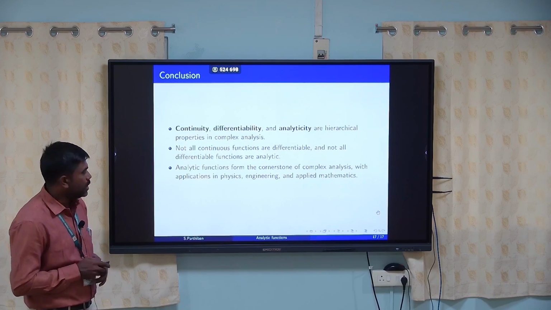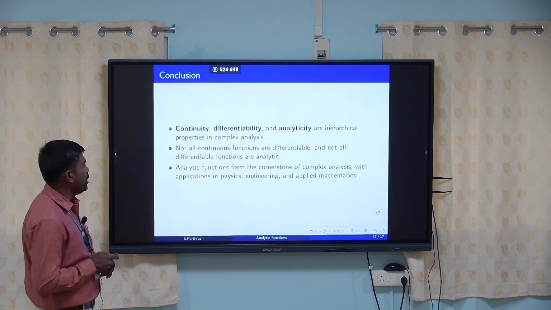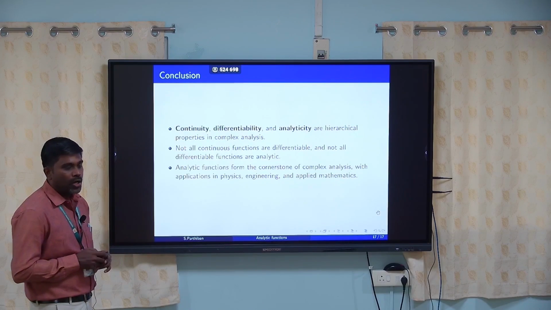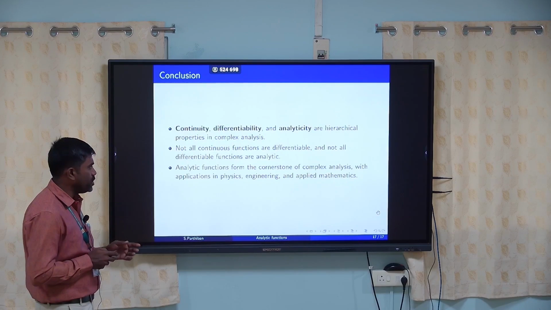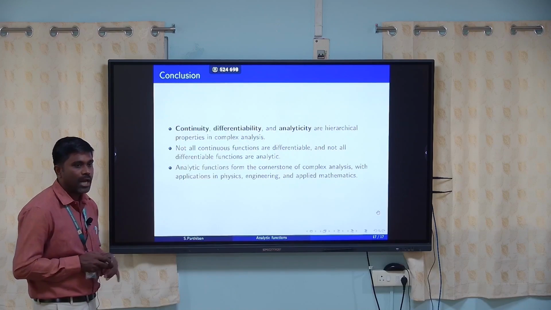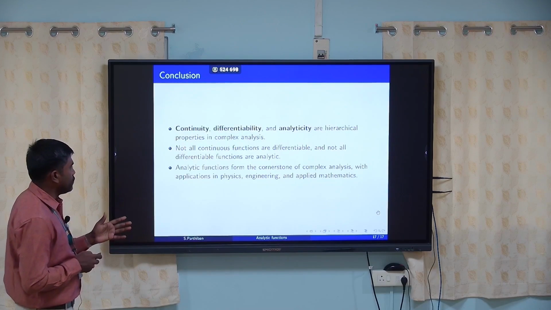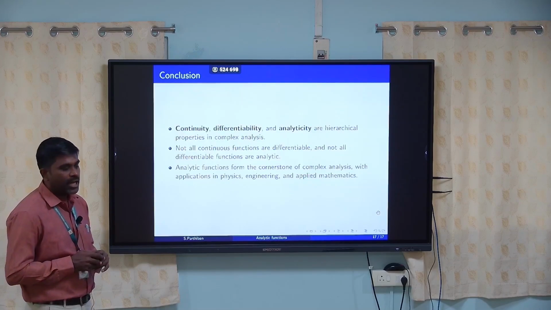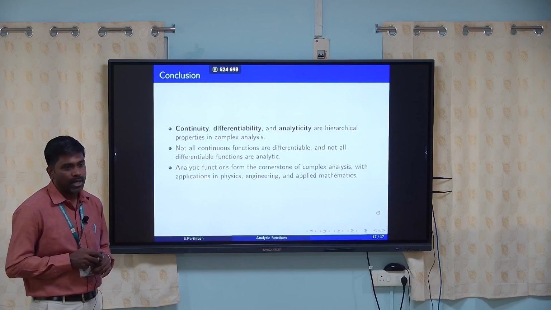Conclusion of my lecture: continuity, differentiability and analyticity are hierarchical properties in complex analysis. Not all continuous functions are differentiable and not all differentiable functions are analytic. Analytic functions form the cornerstone of complex analysis with applications in physics, engineering and applied mathematics.